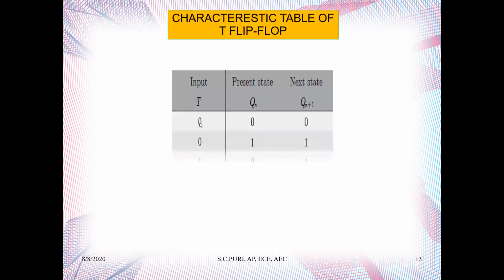The same is reflected in the table. If T is 0 and the present state is 0, the next state will also be 0 because of no change. When T is 0 and the present state is 1, the next state will be 1. And when T is 1, it will toggle, so 0 becomes 1 and 1 becomes 0. The purpose of this flip-flop is that it should always toggle. It is purposely used for various counter operations, which we will be discussing in the coming lectures.